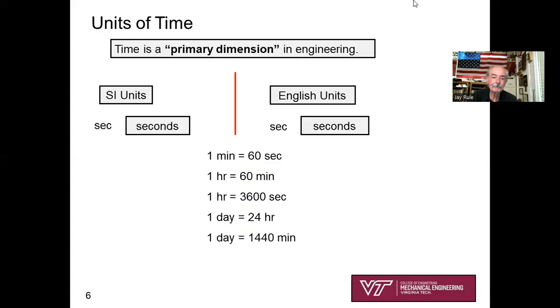Units of time. Of course, time is a primary dimension in engineering, and you won't go wrong if you use your primary units of seconds. And again, there's 60 seconds in a minute, of course. There's 3,600 seconds in an hour. You can figure that out on your own.